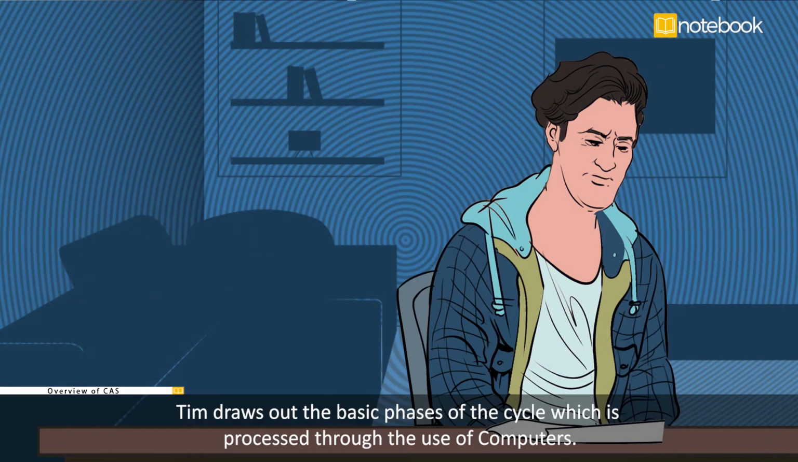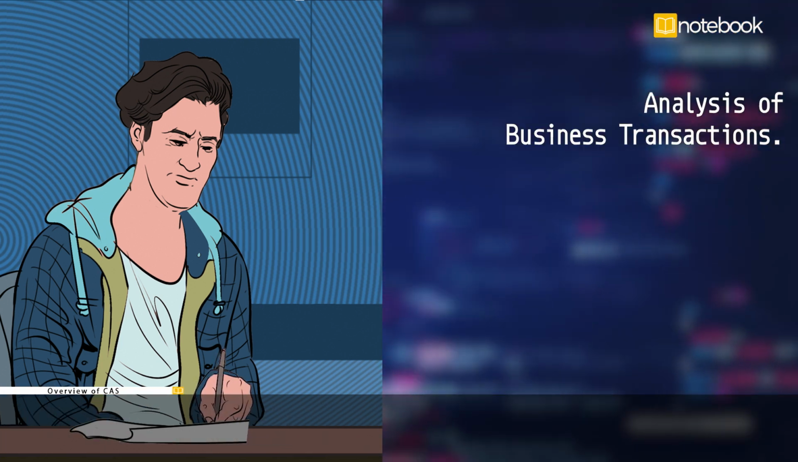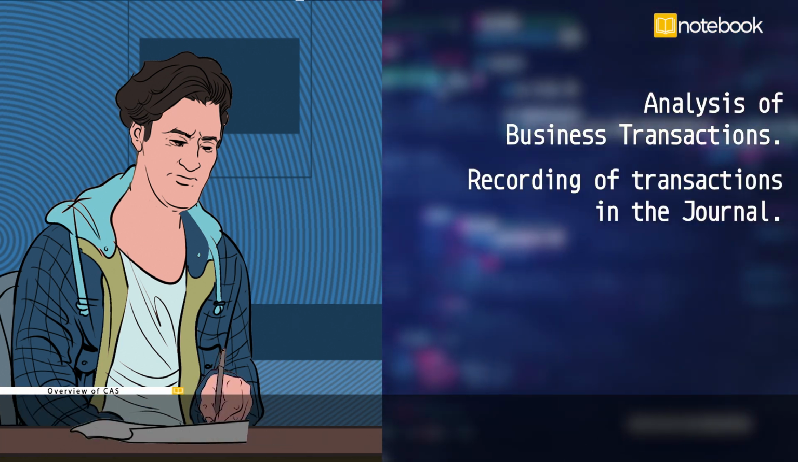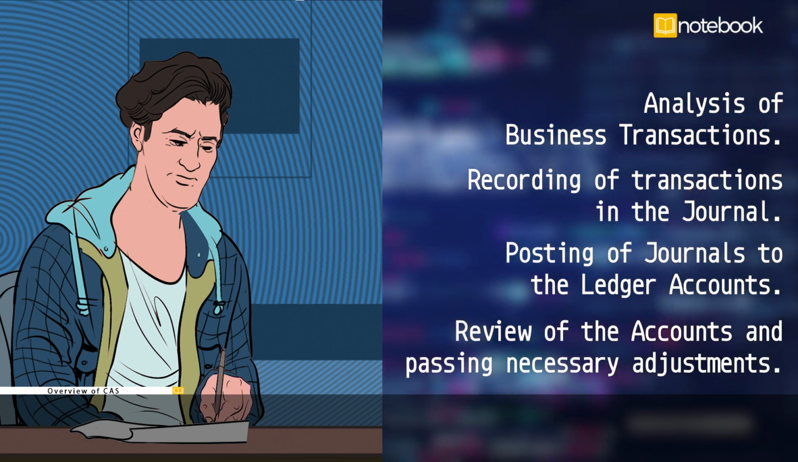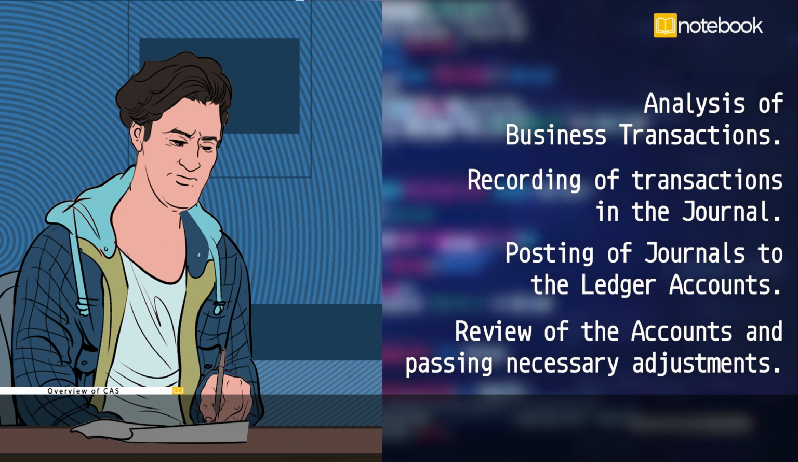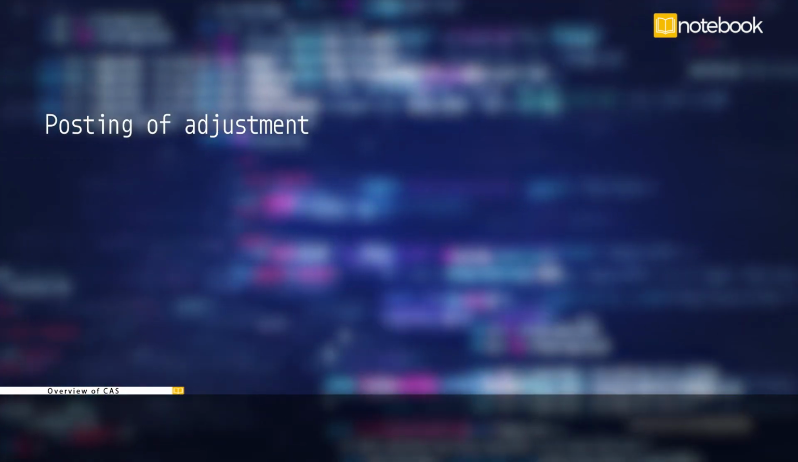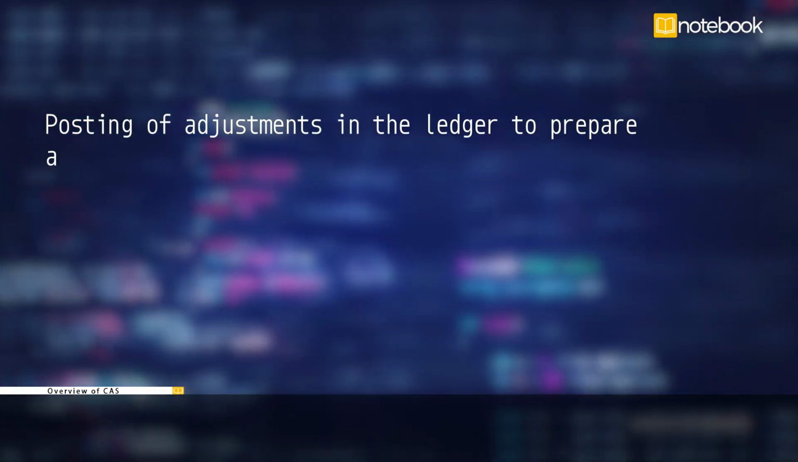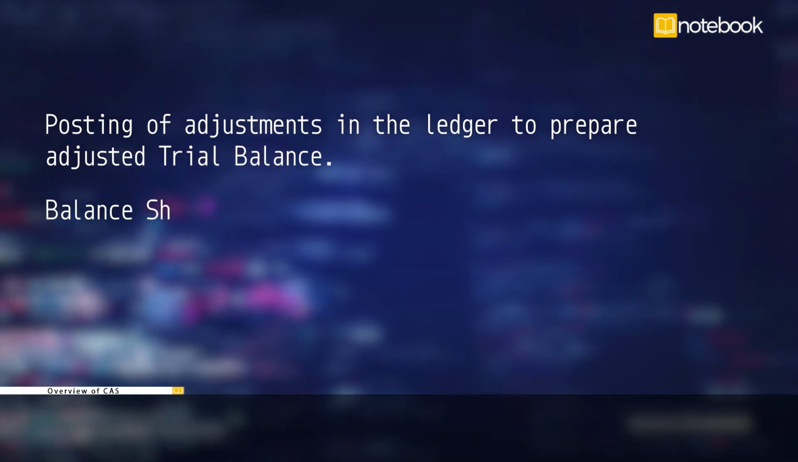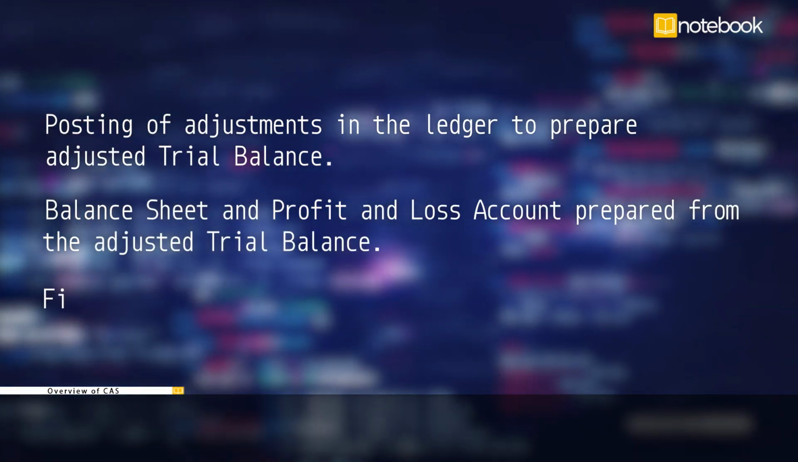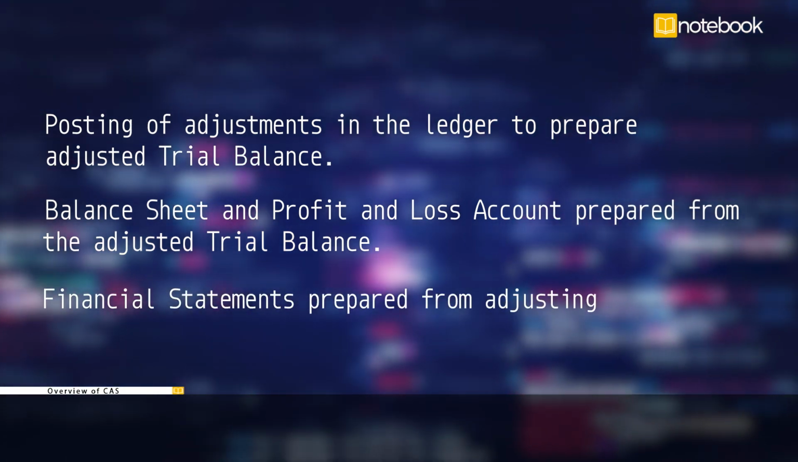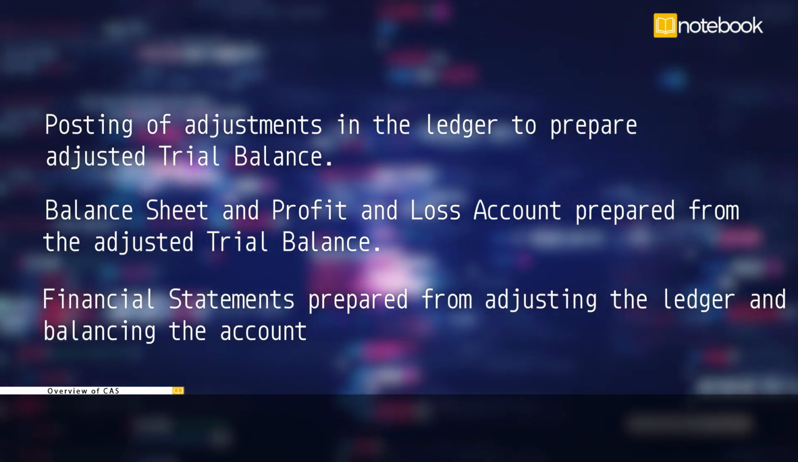Tim draws out the basic phases of the cycle which is processed through the use of computers: analysis of business transactions, recording of transactions in the journal, posting of journals to the ledger accounts, review of the accounts and passing necessary adjustments, posting of adjustments in the ledger to prepare adjusted trial balance, balance sheet and profit and loss account prepared from the adjusted trial balance, financial statements prepared from adjusting the ledger and balancing the account.